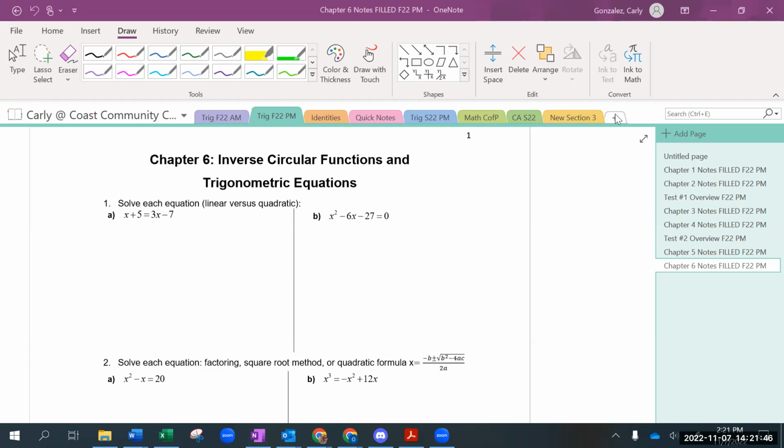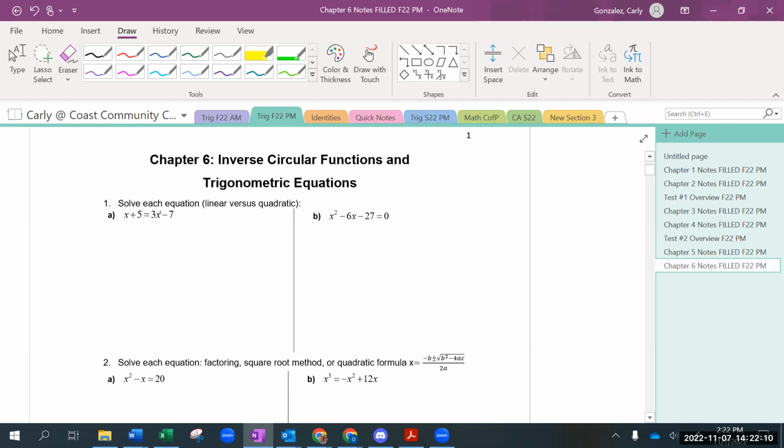So first you'll notice in 1a, when you have x plus 5 equals 3x minus 7, the only variables are x. So there are two terms that have a variable, but both of those terms are x. In this case, x and 3x. Each of those only have an x.